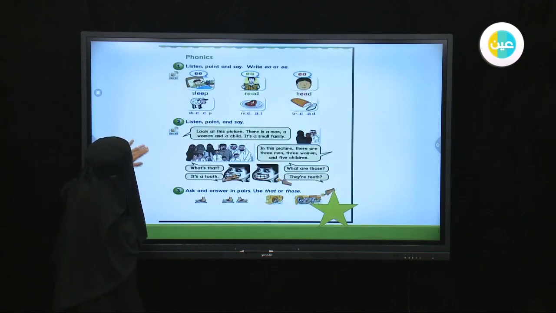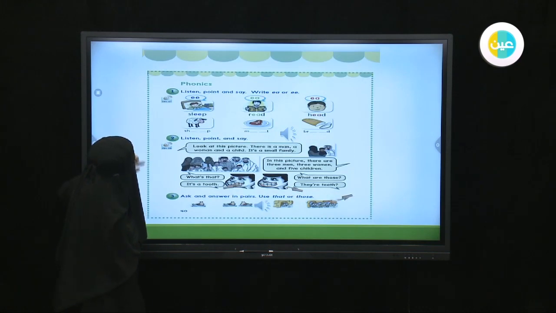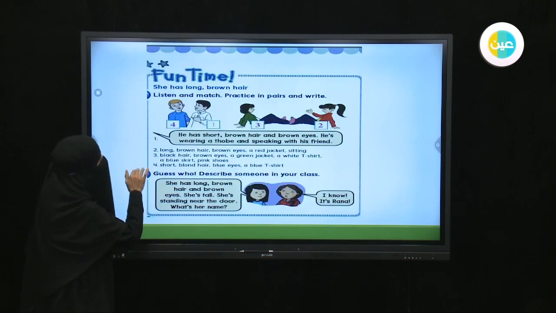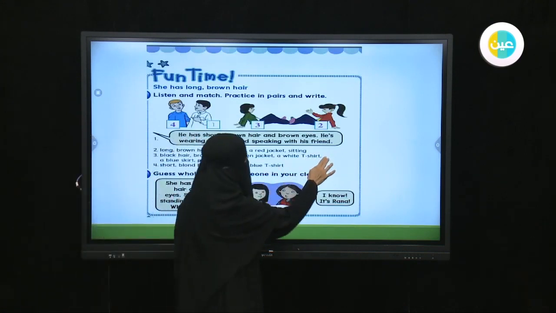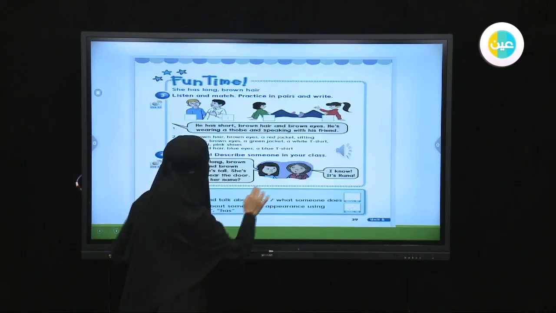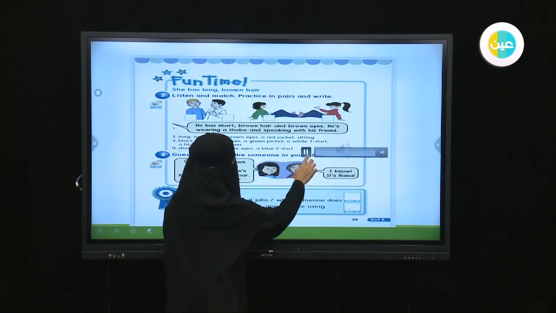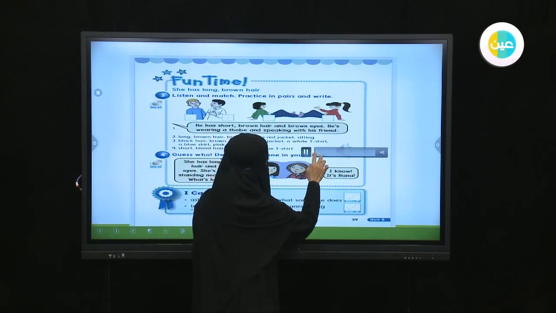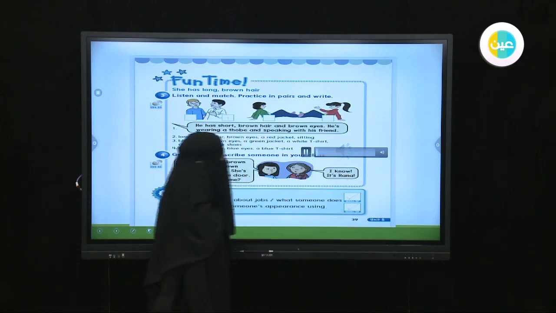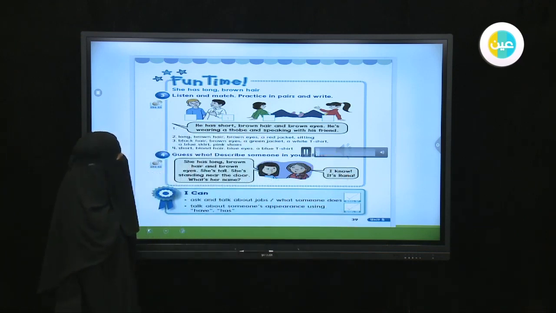Okay, let's listen to it one more time. We're going to go back to it. Are you ready? Listen and match with the right picture.